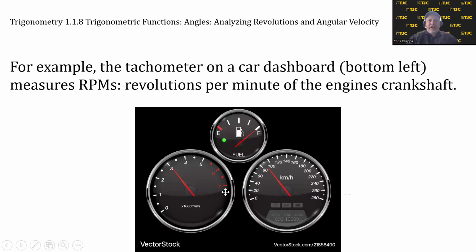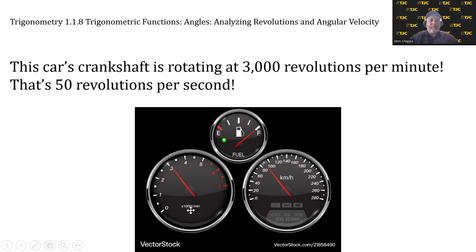For example, the tachometer on this car dashboard, the bottom left, measures RPMs, revolutions per minute, of the engine's crankshaft. It should be noted that most tachometers, TAC for short, measure it in thousands of revolutions per minute. This car's needle is pointing at 3, which means 3,000 revolutions per minute. That's pretty fast. That's 50 revolutions per second.